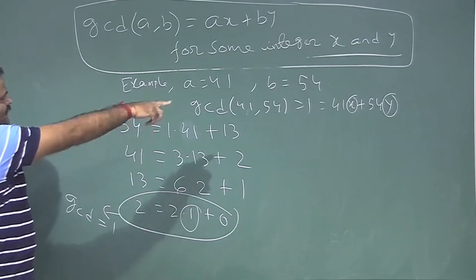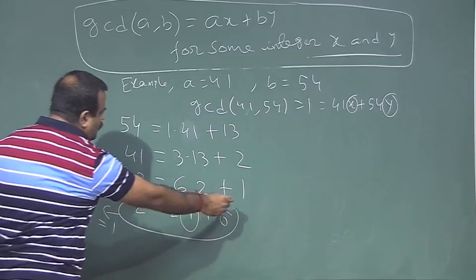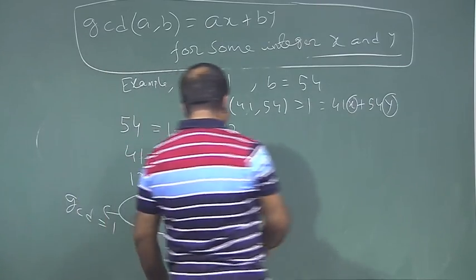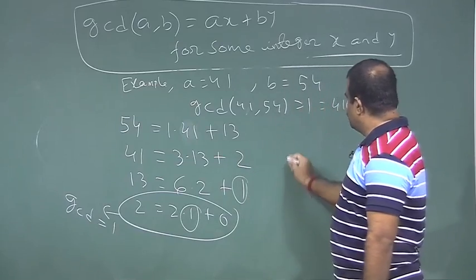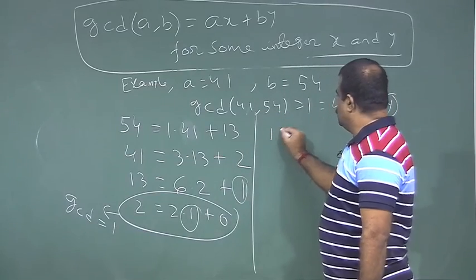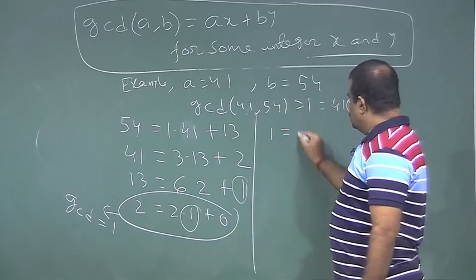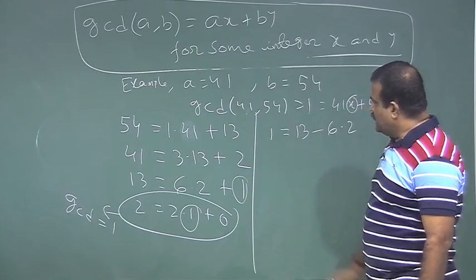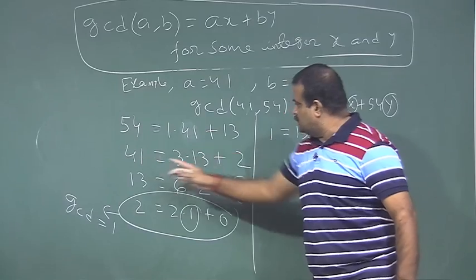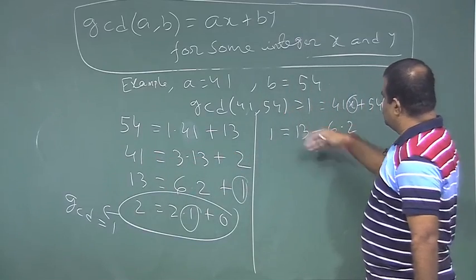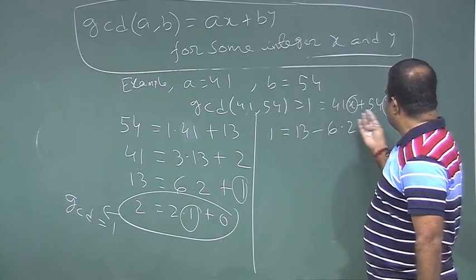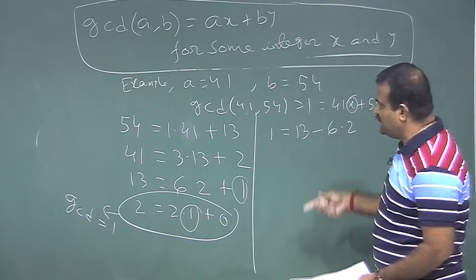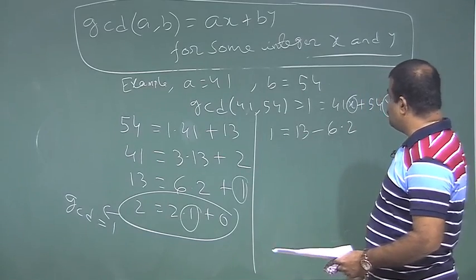Okay, now, to find the x and y, we just ignore the last step, we got already 1. So, we will just reverse this. So, how can we reverse this? From this equation we can write 1 is equal to 13 minus 6 into 2. Now, 2 is basically 41. So, we will convert this in terms of only 41 and 54, and the remaining are x or y. That is basically the extended Euclidean algorithm.